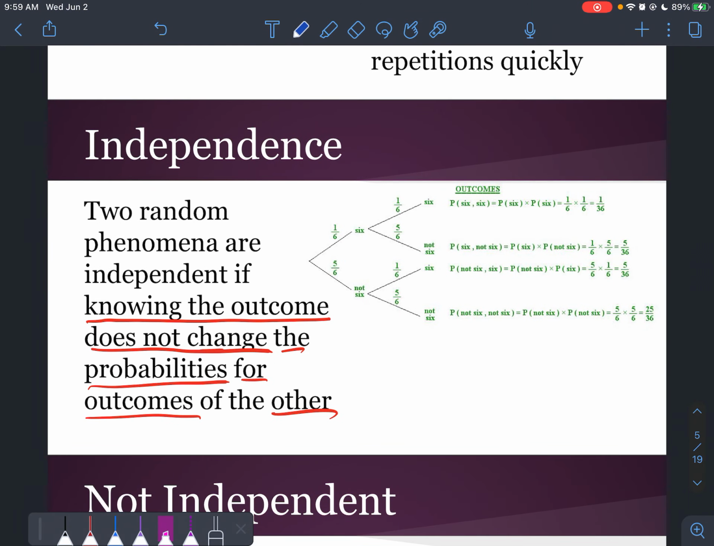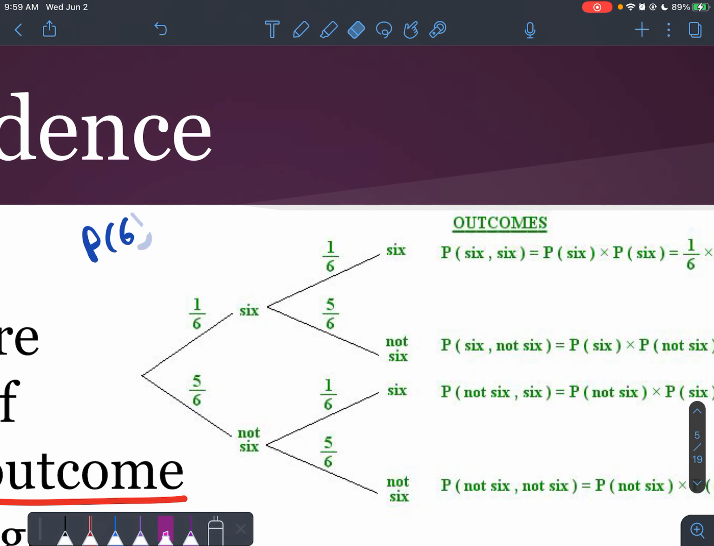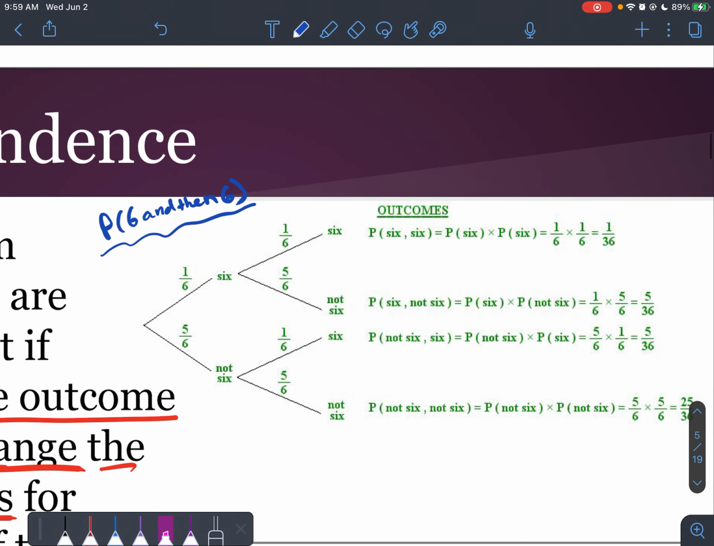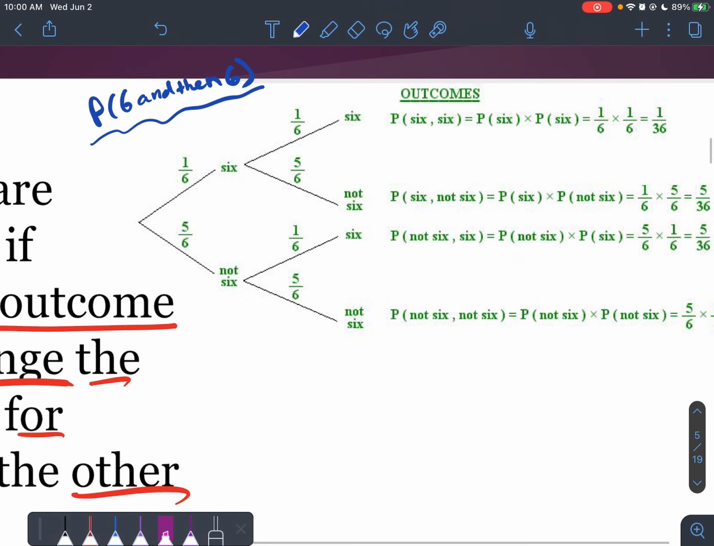Now, independent. Two random phenomena are independent if knowing the outcome of one does not change the probabilities of outcomes of the other. An example we can use here would be the probability of rolling a 6 on a number cube. Actually, we can look at rolling a 6 and then a 6. So we're going to roll a 6 and then a 6 is what we want, and we can find the probability. Now, independent: the number cube doesn't know what just rolled, right? There's no brain in the number cube keeping track of things and saying, hey, I just had a 6, I got to be something else. It's random, it's independent. It doesn't care what just happened because it doesn't think.